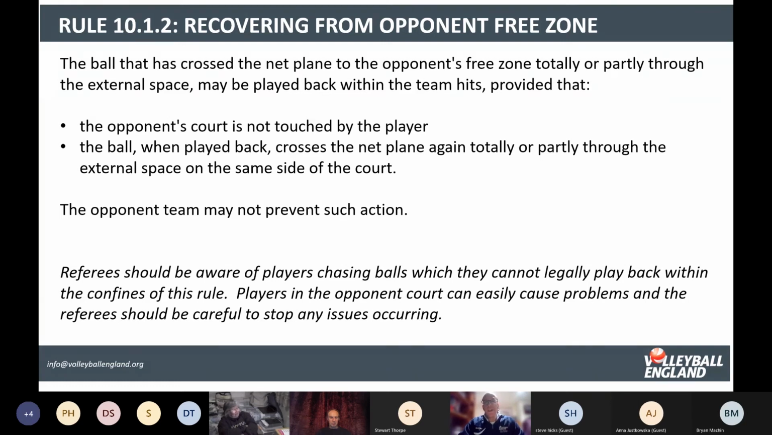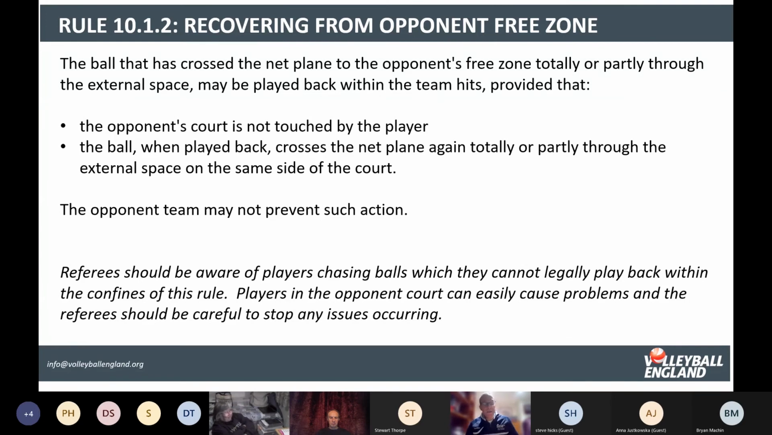So as a referee, you must be aware of players chasing balls which they cannot legally play back within the confines of this rule. So, for example, the second ball is shanked over or partly outside the crossing space. There's no point, unless the player knows something about the rules of physics, that you can get the ball played from the opponent's free zone back outside through the external space and then back through the crossing space off a second ball, unless you know something I don't.